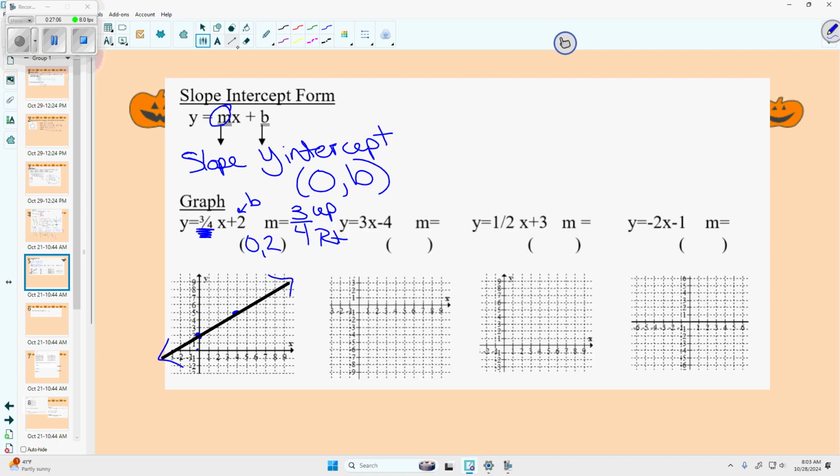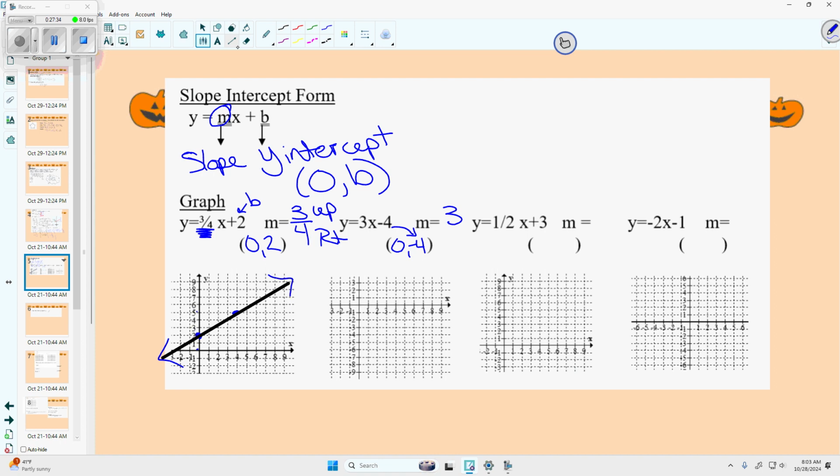If your graph wouldn't let you go up 3 and right 4, where else could you go? Down 3 and left 4. Good. All right, talk to me about the next one. I have y equals 3x minus 4. What's my slope? 3. Okay, what's my y-intercept? 0, negative 4. So that 0 is always first, and then you got the negative 4 that comes after it.